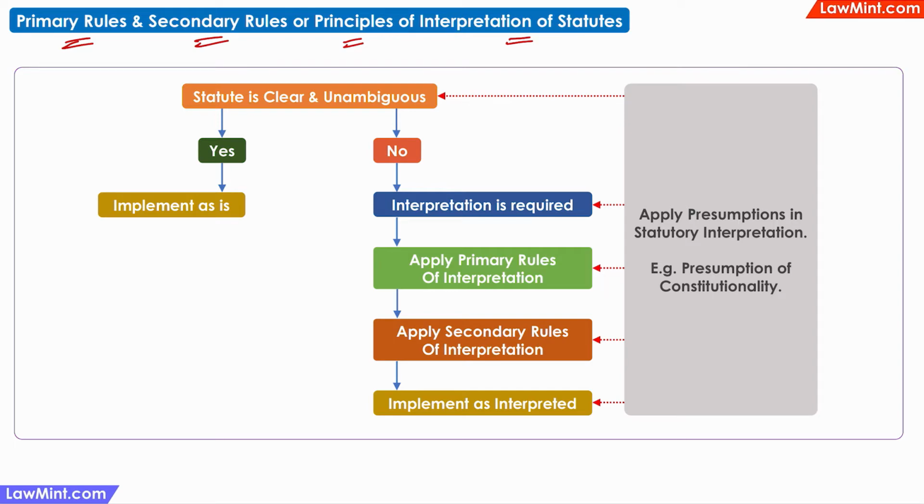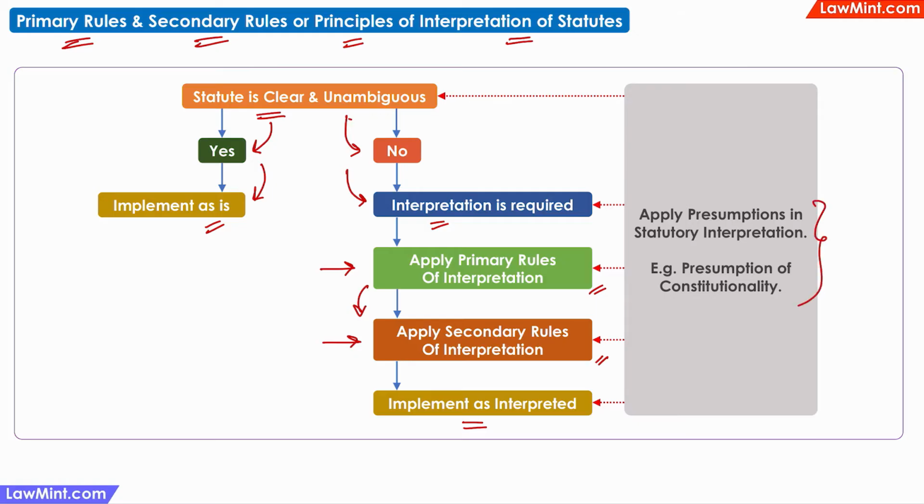To recap what we have previously discussed about the interpretation of statutes, if a statute is clear and unambiguous, it should be enforced or applied as is. If a statute is not clear or it has some ambiguity, that is where the need for construction or interpretation comes in. First of all, the primary rules for interpretation should be applied. If required, the secondary rules or principles of interpretation should be applied to fine-tune the interpretation that has been done by applying the primary rules. And the most appropriate interpretation of the statute should be implemented or enforced on the intended subjects of the statute.